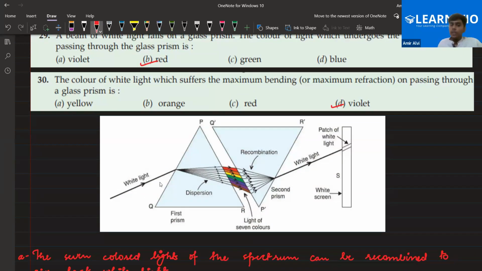When the light ray passes through the prism, it will get split out. But if you place another prism in an inverted position, all the colors will get merged and it will come out as white light.